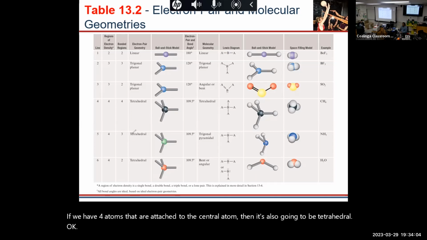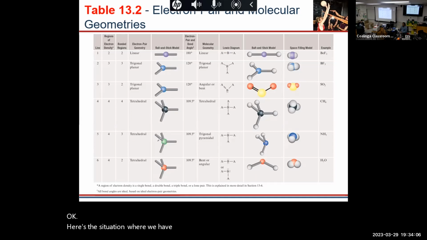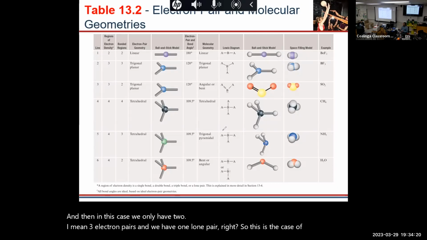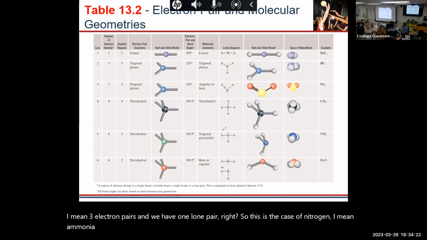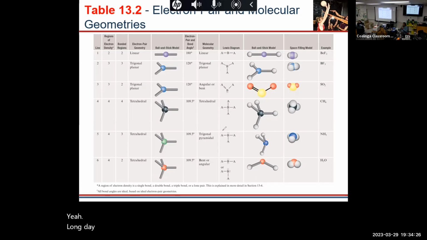Now, here's a situation where we have 4 electron pairs attached, and in this case, we only have 3 atoms attached, and we have 1 lone pair. So this is the case of nitrogen in ammonia.